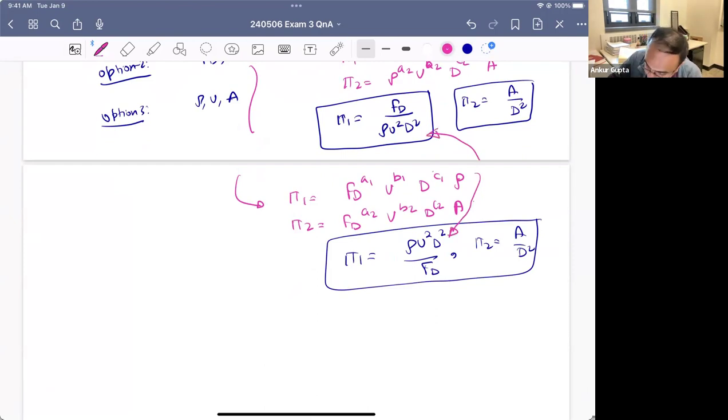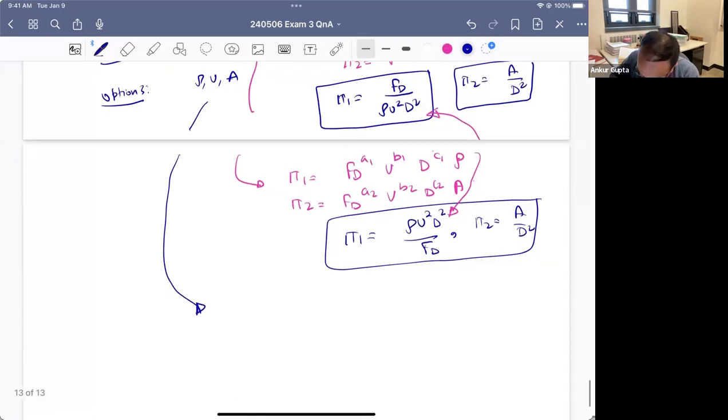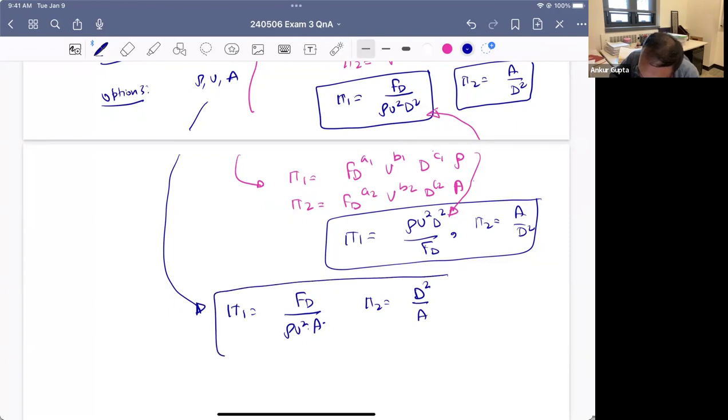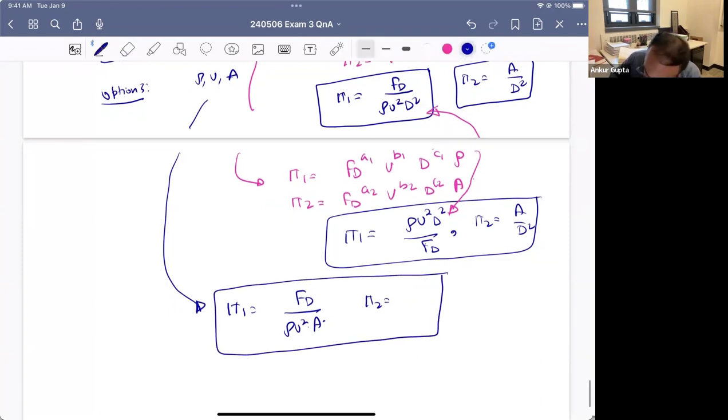Finally, again, this is very good practice for you to do. If you do this one, I will just give you the answer. You will get pi 1 as FD by rho U squared A, and then pi 2 to be D by square root of A, apologies, D by square root of A. So you can see they are related to each other, but they are different in different choices.